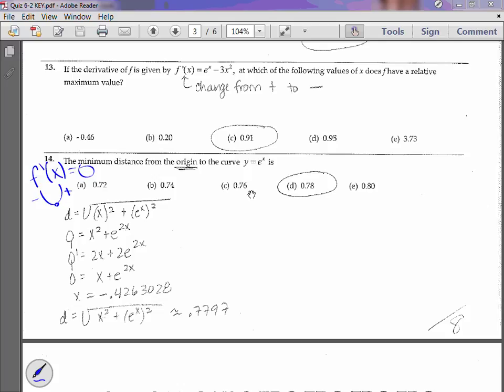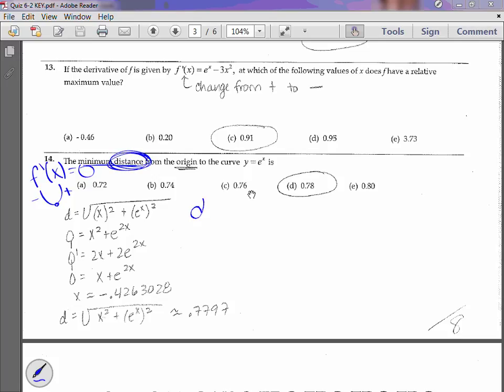Negative to positive. Okay, so this is how we normally do minimums, and we're going to do the same thing here. Now we have to figure out what our equation is. It says minimum distance, so I'm optimizing my distance. I want to find the minimum distance, so distance is what I'm taking the derivative of.